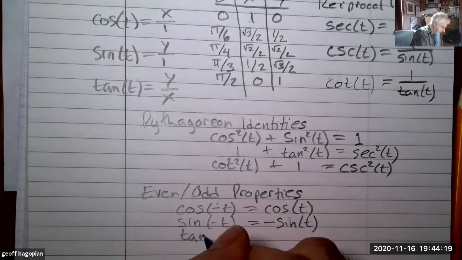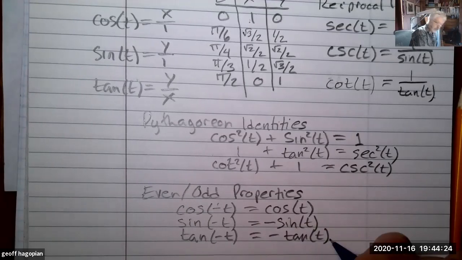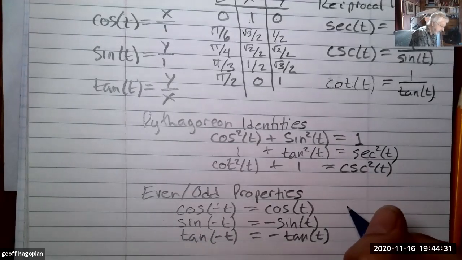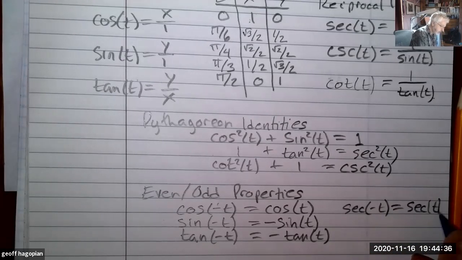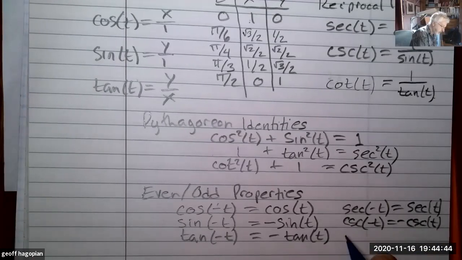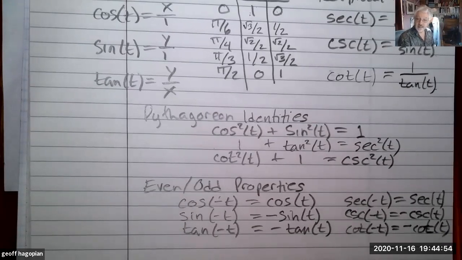Same thing with tangent. So tangent and sine are odd, whereas cosine is even. So secant is also even. It's just the reciprocal of cosine, right? And cosecant is also odd. It's the reciprocal of sine. And cotangent is also odd. It's the reciprocal of tangent. Okay.